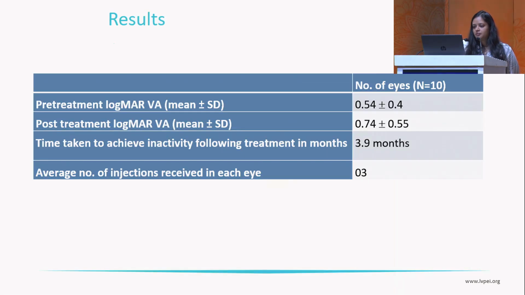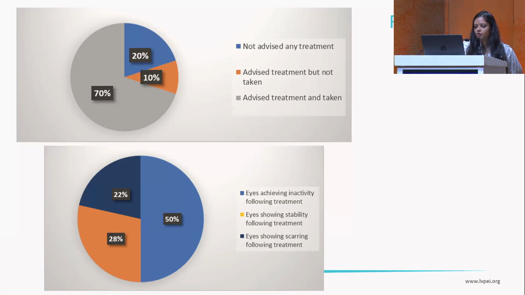Post-treatment, the visual acuity deteriorated in our study to 0.74 plus minus 0.55. The mean time to achieve inactivity following treatment was about 3.9 months. The average number of injections received was 3. About 50% of the eyes achieved inactivity following treatment, about 28% showed stability, and 22% of eyes showed scarring following treatment.